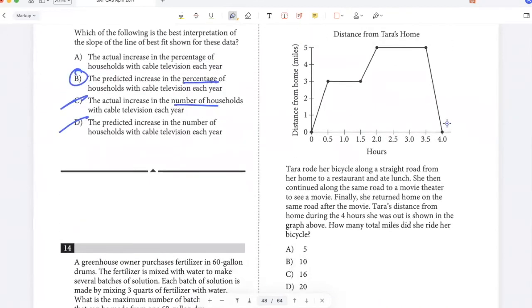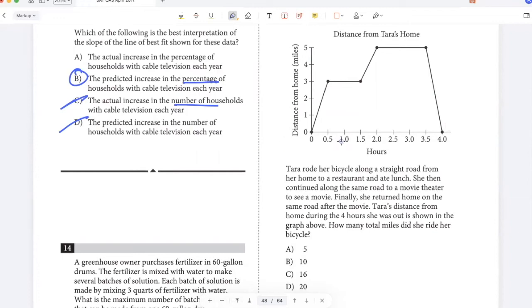Tara rode her bicycle along a straight road from her home to a restaurant and ate lunch. She then continued along the same road to a movie theater to see a movie. Finally, she returned home on the same road after the movie. Tara's distance from home during the 4 hours she was out is shown. How many total miles did she ride her bicycle?